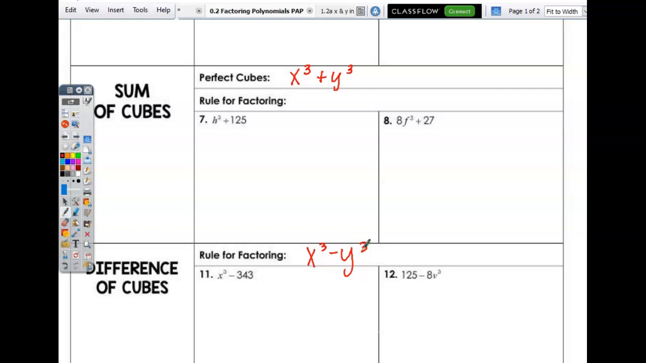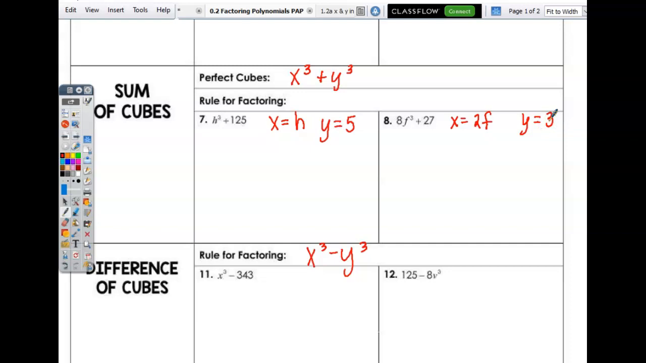And so in this case, I need an x and a y. So what number is cubed? This is h, right? What number is cubed? 5 times 5 times 5 is 125. So this is 5. Over here, 8f cubed. Clearly the f is cubed, but what number is cubed? 2. So we get 2f. And the 27, that's 3.